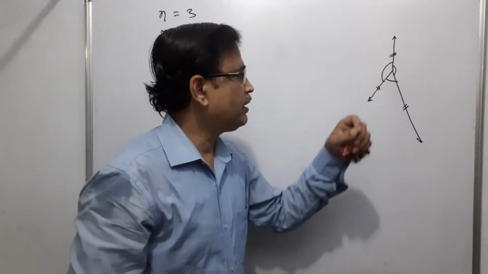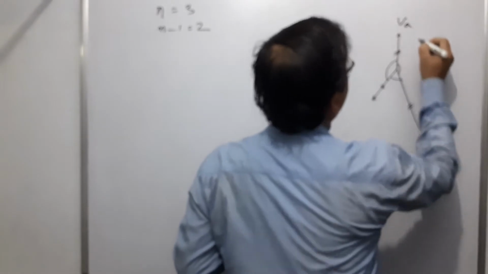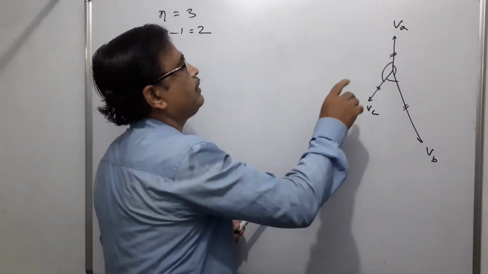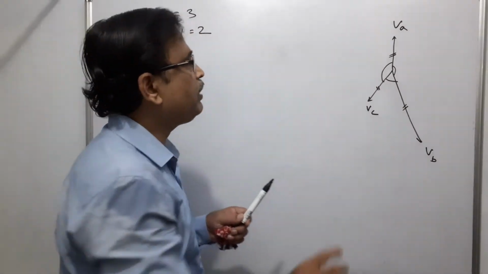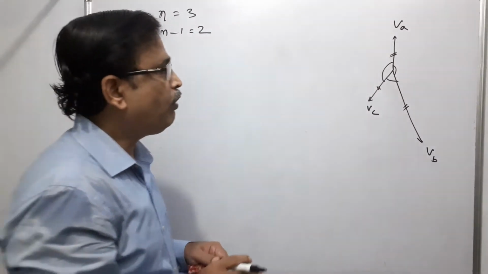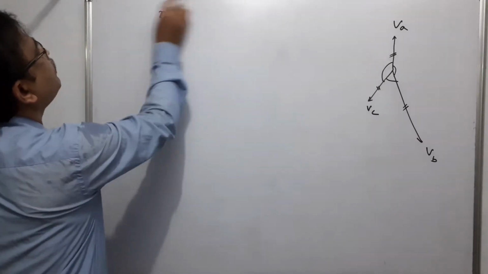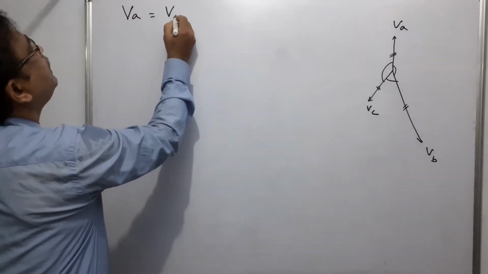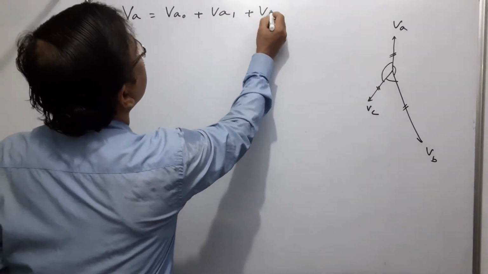Any three-phase unsymmetrical system can be resolved. Now suppose this is VA, this is VB, and this is VC. In this case, we cannot say VA is equal to VB is equal to VC. That means we have to measure VA, VB and VC individually. Or we can say, according to Fortescue's theorem, VA equals VA0 plus VA1 plus VA2.